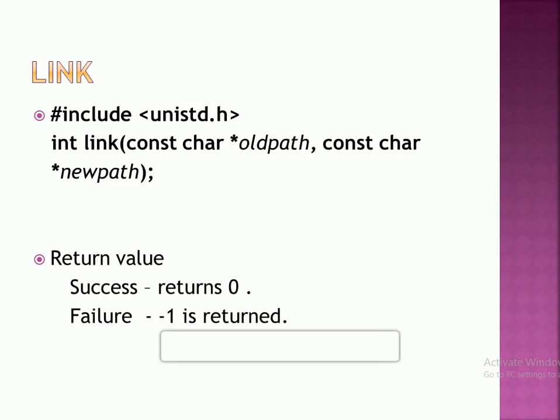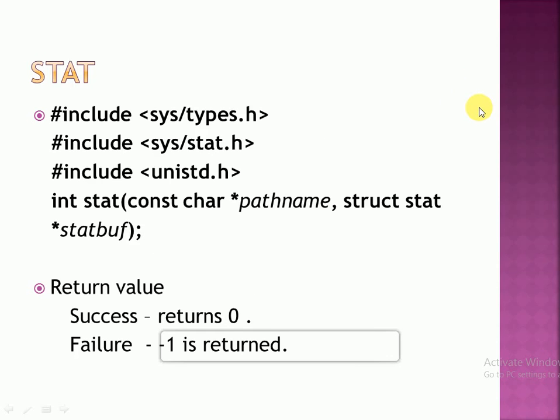The next one is link. Link creates a new link, also known as a hard link, to an existing file. If the new path exists, it will not be overwritten. The next one is stat. Stat retrieves information about the file pointed to by the path name.